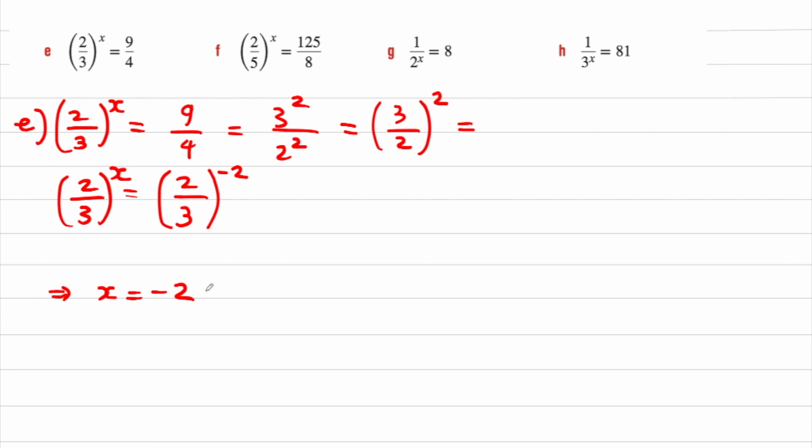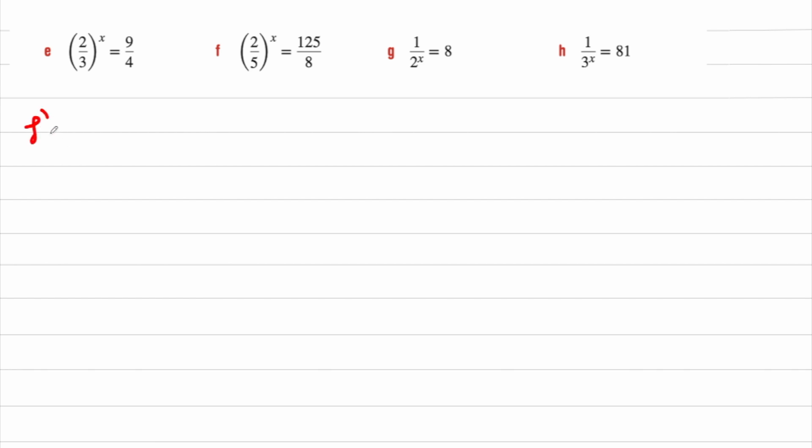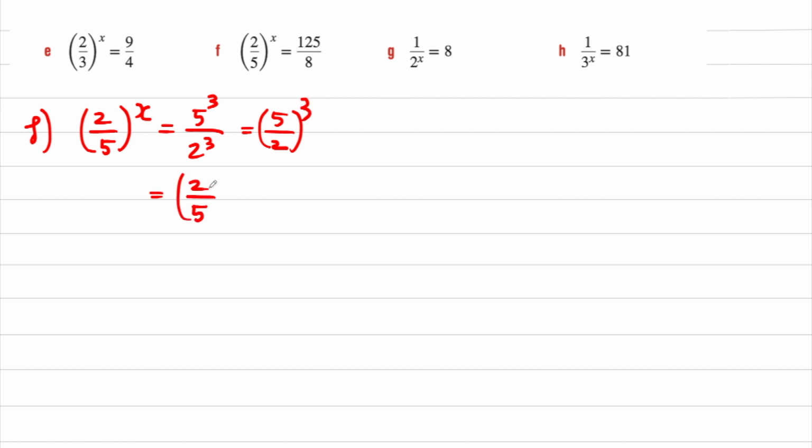Let me clear this slide first. Question F. You got 2 over 5 to the power x equals 125 over 8. 125, yes. 125 is 5 cubed, and 8 is 2 cubed. Then 5 over 2, and you got cube outside. It means 2 over 5, taking the reciprocal of the fraction inside this bracket. I convert the outside from 3 to negative 3. After that, I get two exponents that have the same base number, and then take the equation between the power numbers.